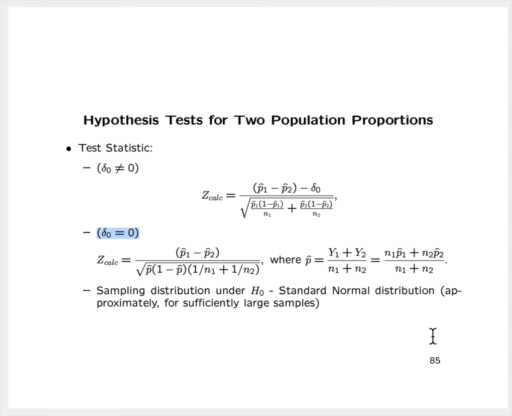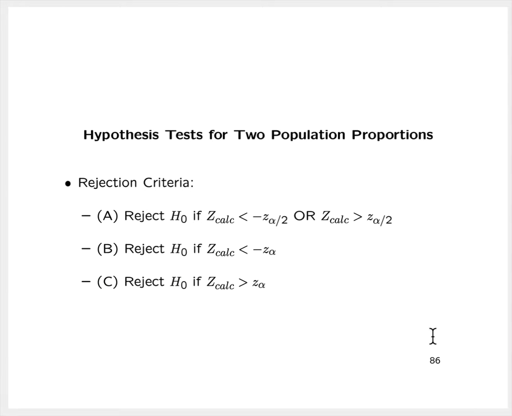Now, under the conditions of the null hypothesis, the sampling distribution of these test statistics is the standard normal distribution, as long as we have sufficiently large samples so that we can appeal to the central limit theorem, and the normal distribution would provide an adequate approximation to the true sampling distribution of the test statistic.